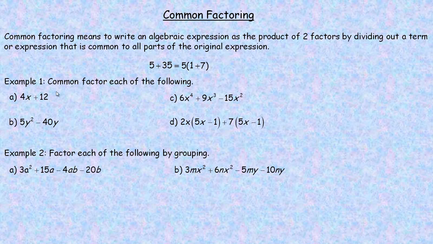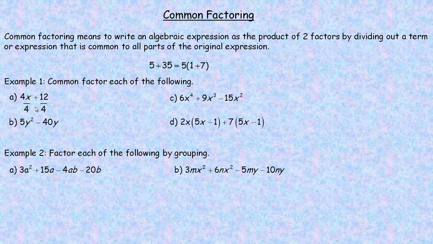And so in the first example, it says common factor each of the following. So 4x plus 12 is the first one. Now the first thing you do is you have to decide on your common factor. So you think of, well, what divides into 4x and 12? And you actually want the largest as well. So for example, 2 goes into both of those, but you want the largest common factor. So 4 actually divides into both 4x and 12. And so the common factor would be a 4.